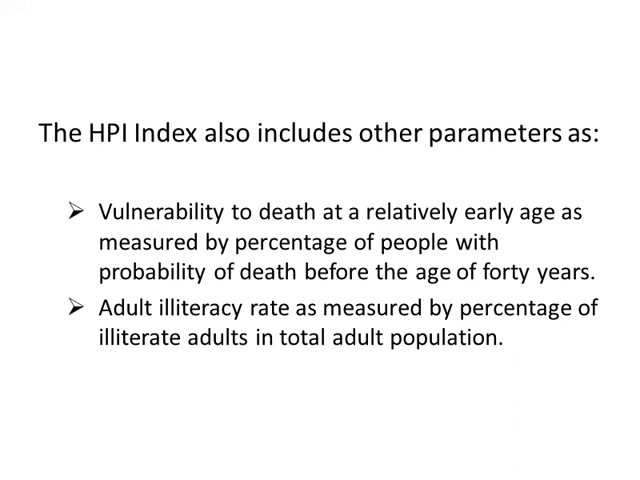The second one is adult illiteracy rate. Please note, it is not literacy rate, but it is illiteracy rate. Adult illiteracy rate as measured by percentage of illiterate adults in total adult population. That means in total adult population, what is the percentage of adult illiteracy? That is also counted as a part of the construction of Human Poverty Index.